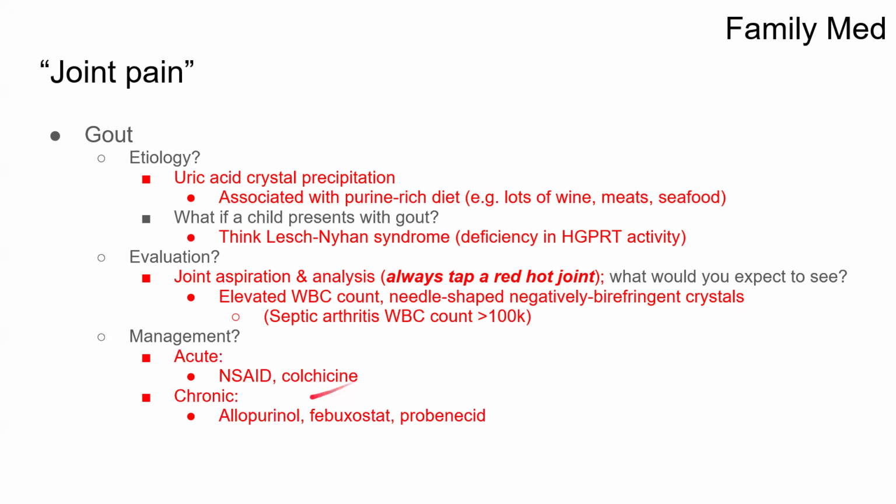For chronic management of gout, you start thinking about things like allopurinol, febuxostat, and probenecid, in addition to lifestyle modifications if those are feasible. So if someone comes into the emergency room and they have a gout flare, you start with the NSAIDs and colchicine. You don't start with allopurinol. That's usually in the longer term management.